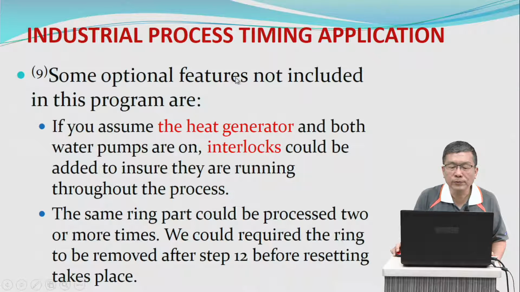Some optional features not included in this program are: if you assume the heating generator and both water pumps are on, interlocks would be added to ensure they are running through the process. The same ring part could be processed 2 or more times. We could require the ring to be removed after step 12 before resetting takes place.